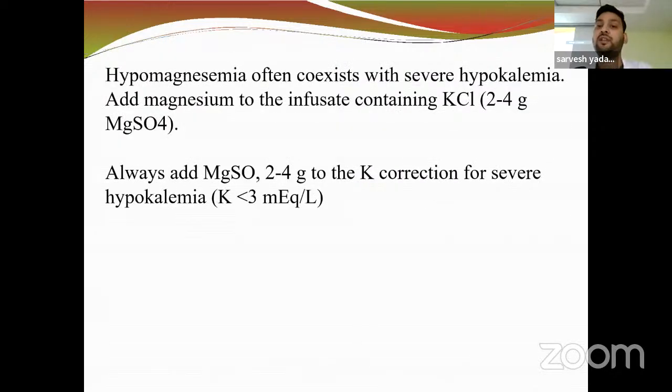Hypomagnesemia often coexists with severe hypokalemia. Add magnesium to the infusate containing KCl, 2 to 4 gram of magnesium sulfate. Always add magnesium sulfate 2 to 4 gram to the potassium correction for severe hypokalemia when potassium is less than 3 milliequivalent per liter.